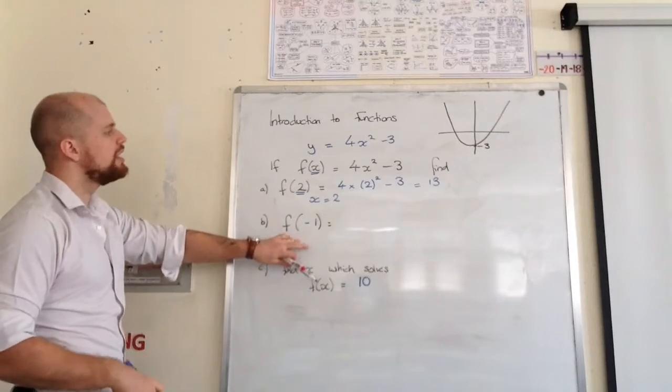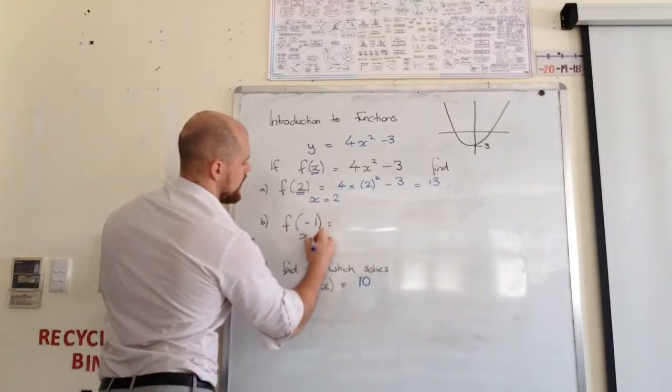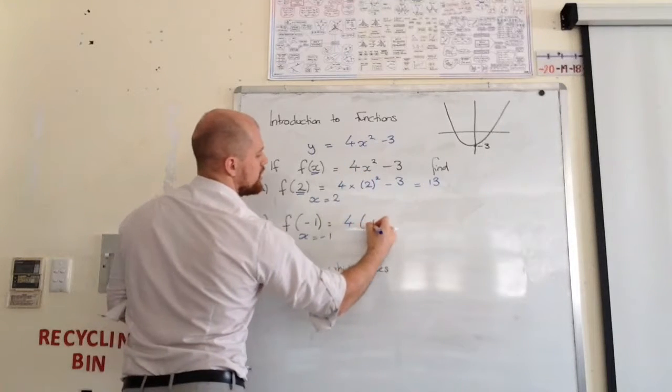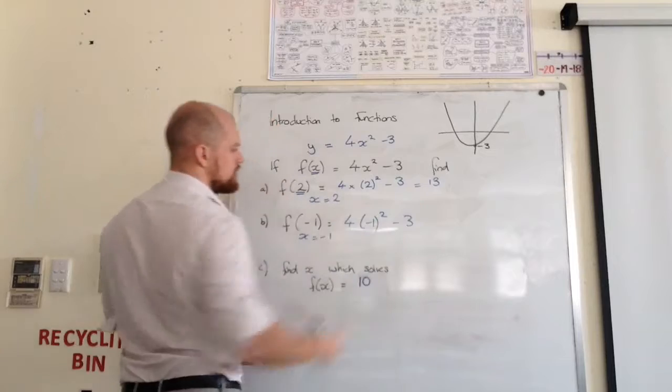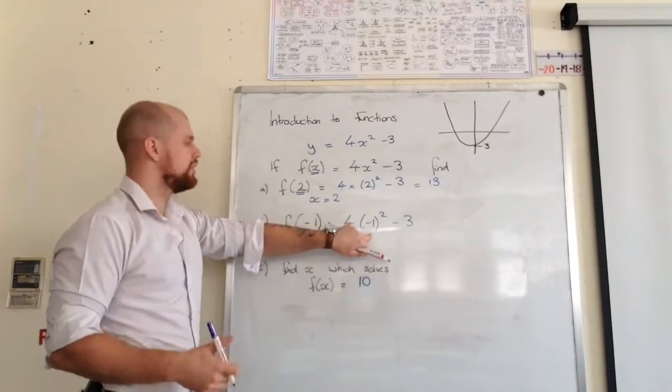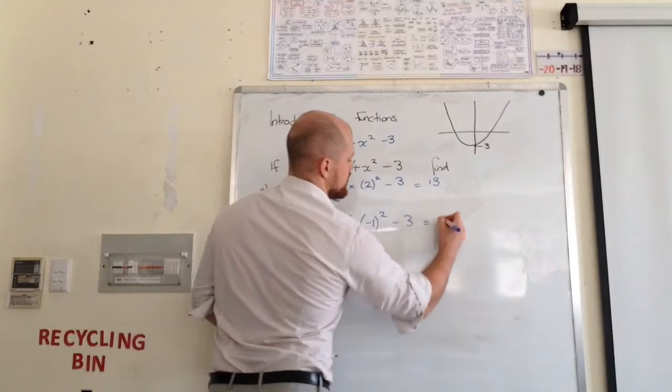Identical to the second part, but this time x is negative 1. So, replace x with negative 1. Do the multiplication after you've done the brackets, so 4 times 1 is 4, take away 3 is 1.